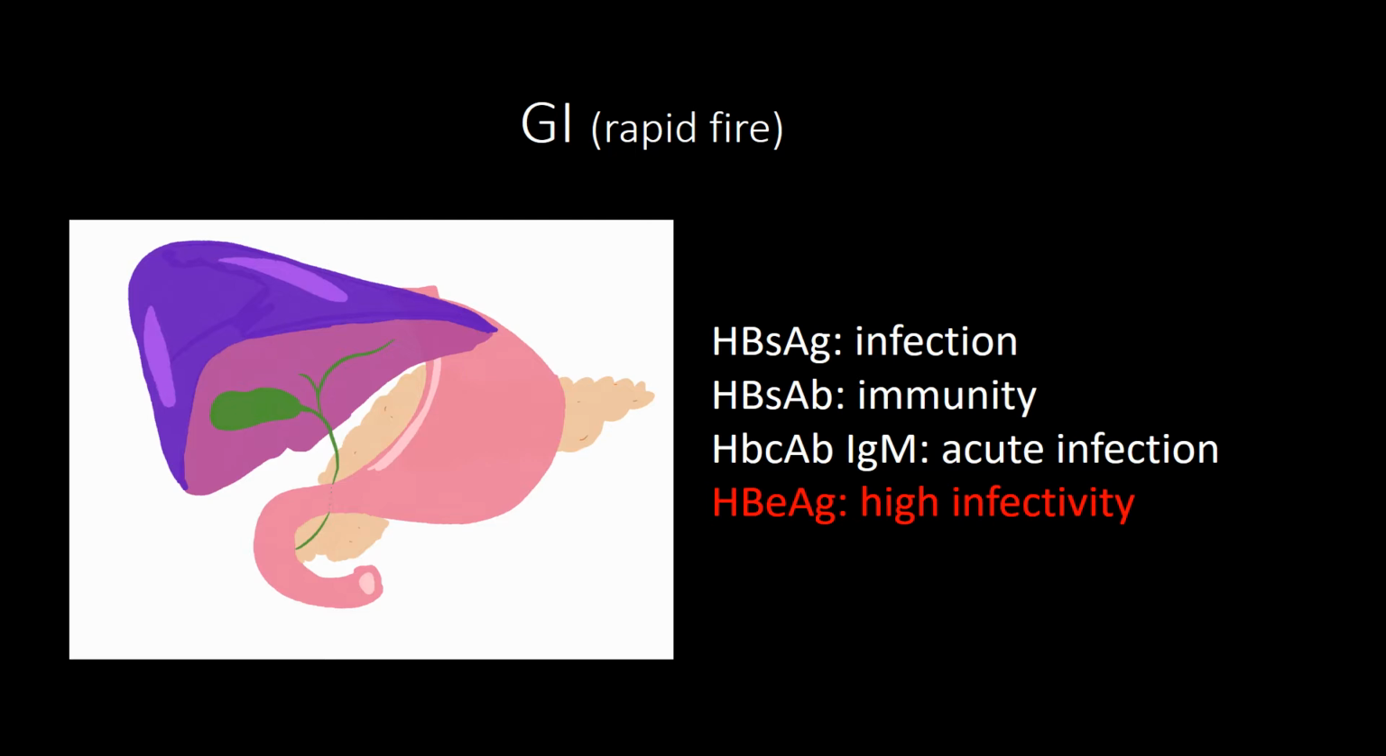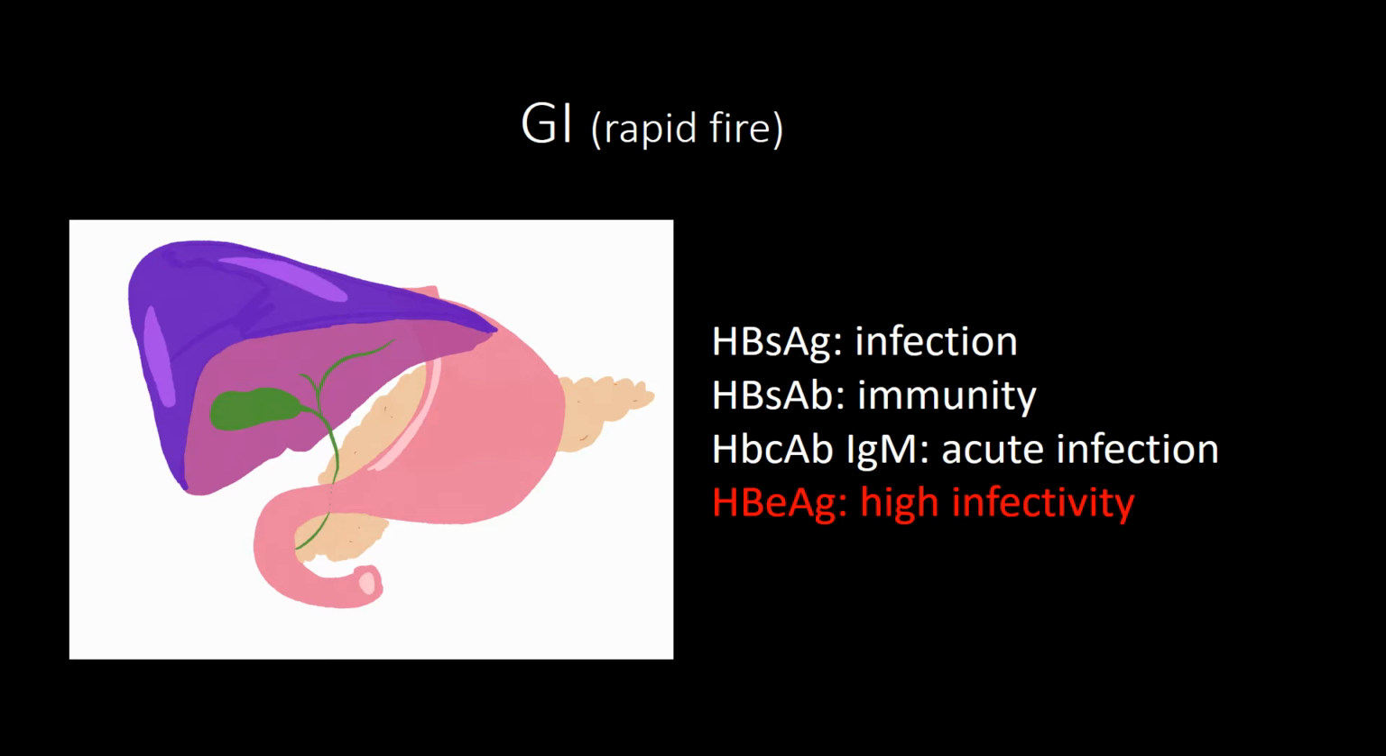Upper GI bleeds have a BUN to creatinine ratio greater than 30 to 1. And the number one cause of upper GI bleed is peptic ulcer disease. The number one cause of lower GI bleed is upper GI bleed, followed by diverticulosis. Alcoholic hepatitis has an AST to ALT ratio greater than 2. Hepatitis A and hepatitis E are transmitted through the fecal-oral route. The most common co-infection with hepatitis B is hepatitis D, as in dog.